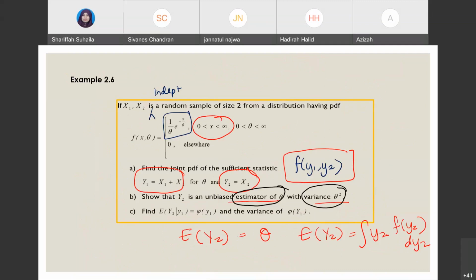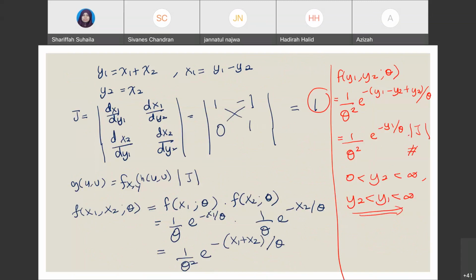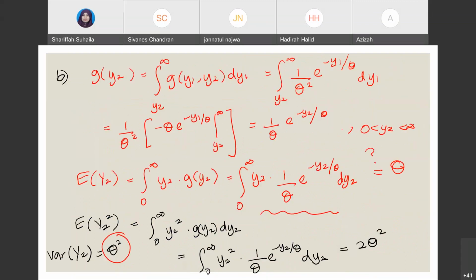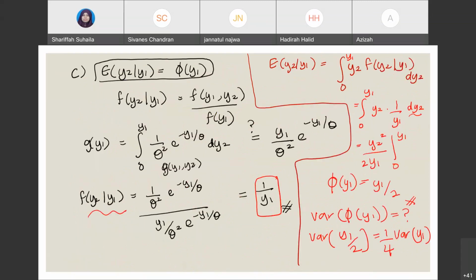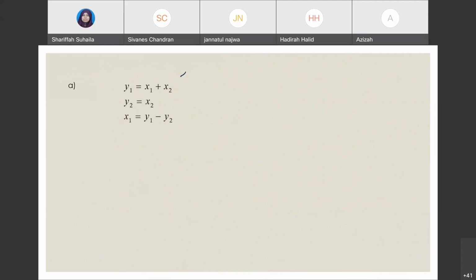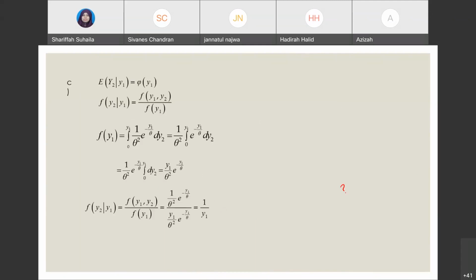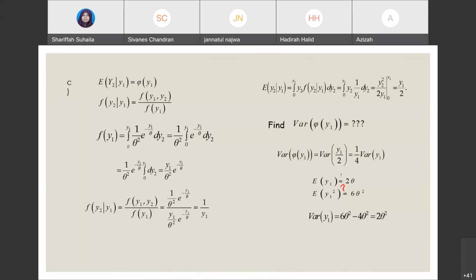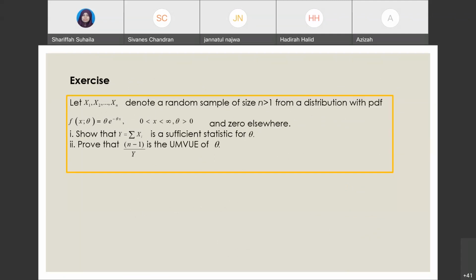This one is, for example, exercise 2.6, which we also relate to the concepts of mathematical statistics. Where we have the joint PDF, you have to set up your Jacobian transformation, transform x1, x2 in terms of y1 and y2, find the joint PDF, and then use the marginal concept to find the expected value. And lastly, you solve for the conditional probability. We stopped there last time. I hope you can solve that to find the variance of phi y1. We want to prove that the variance of phi y1 is less than the variance of y2, following the Rao-Blackwell theorem. This is the additional exercise that I already put in your notes.